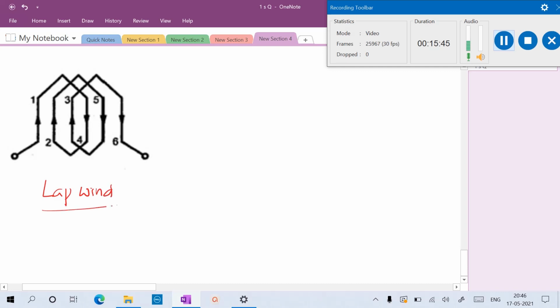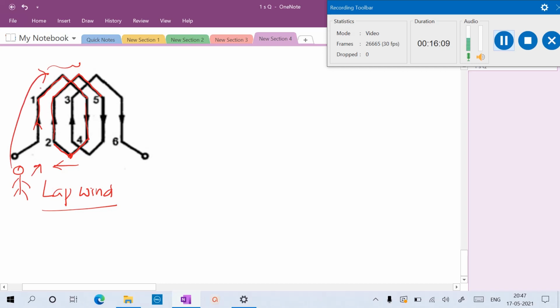What is a lap winding here? What is a lap? So here conductor 1 is connected here, going and the back pitch is going here and coming here, and connected once it comes back. So it is connected here and going here, the back pitch. This is the back side. Now if I am standing here, my front pitch is this one, so the back pitch is this one.